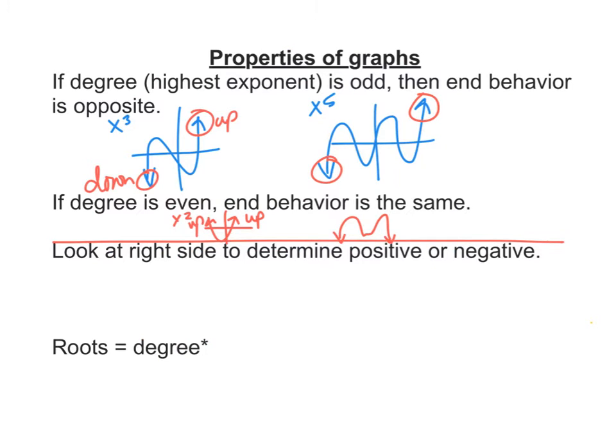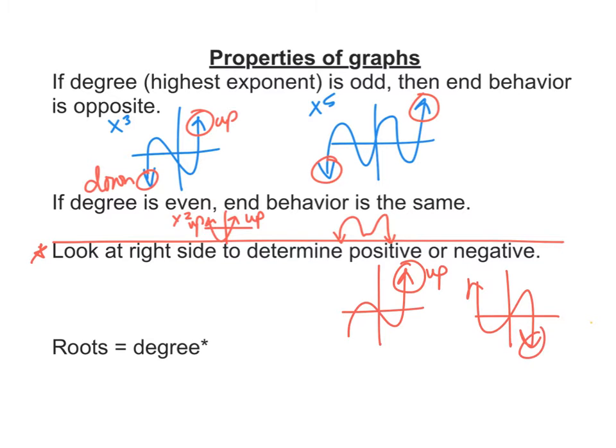All right, so that's the part we have left to fill in our notes. Look at the right side to determine positive or negative. So if it were me, I would write that note and then maybe just give yourself a little sketch of positive goes up and then negative is going to go down on the right. And then roots equal degree, and I put a little star next to that because sometimes if you have double roots, it doesn't look like it crosses that many times. So I just want you to keep that in mind.